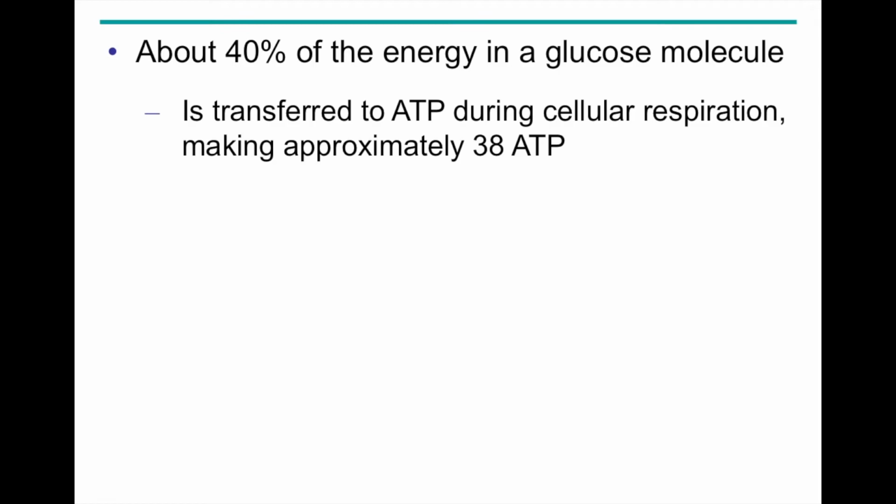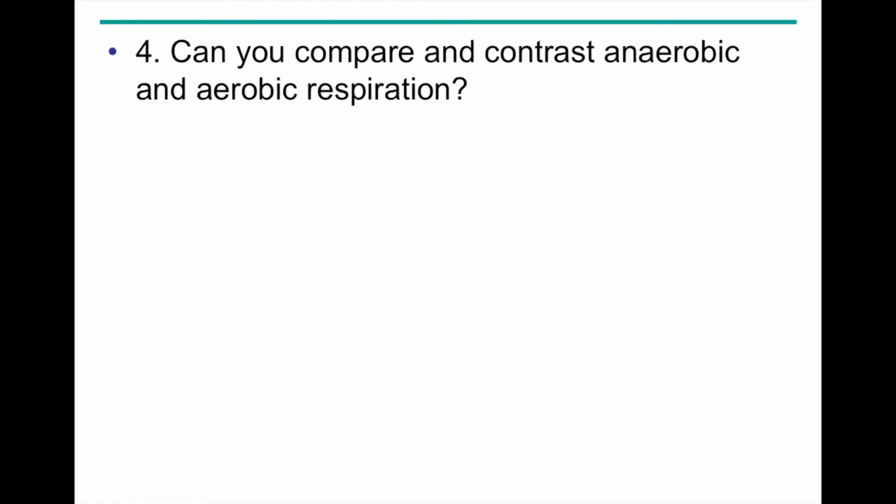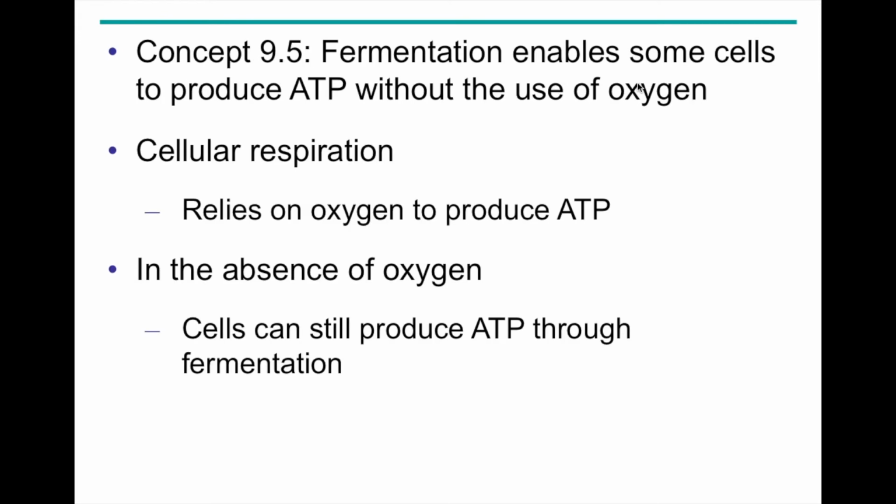About 40% of the energy in a glucose molecule is transferred to ATP during cellular respiration, making approximately 38 ATP molecules. Now, can you compare and contrast anaerobic from aerobic respiration? So aerobic respiration is what we just covered, with the presence of oxygen. Anaerobic respiration is going to occur when we do not have oxygen. And so that's called fermentation, which enables cells to produce ATP without the use of oxygen.